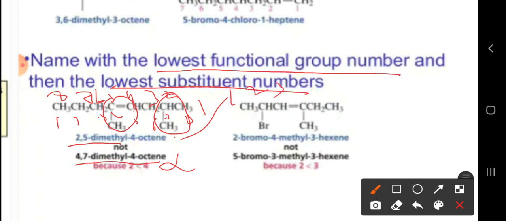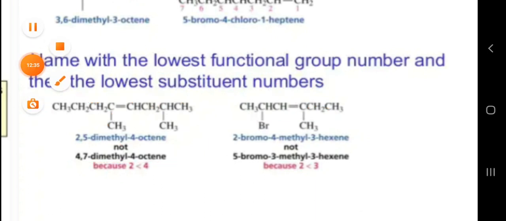Here 1, 2, 3, 4, 5, 6. At 2nd position bromine is there, 4th position methyl group is there. And coming to here, the double bond is present at 3rd position. So means what? Whenever the carbons are sharing equally, at that time the numbering is going to change here.